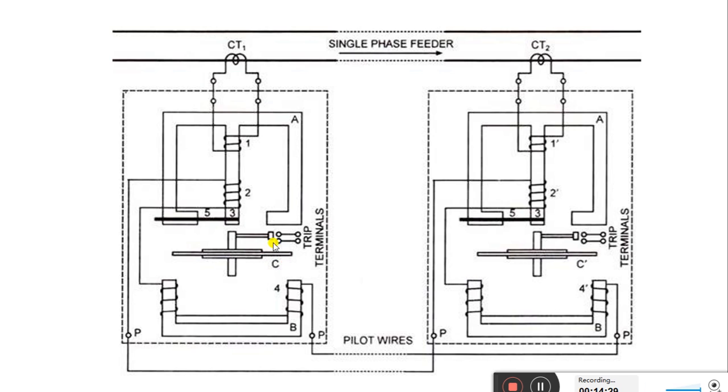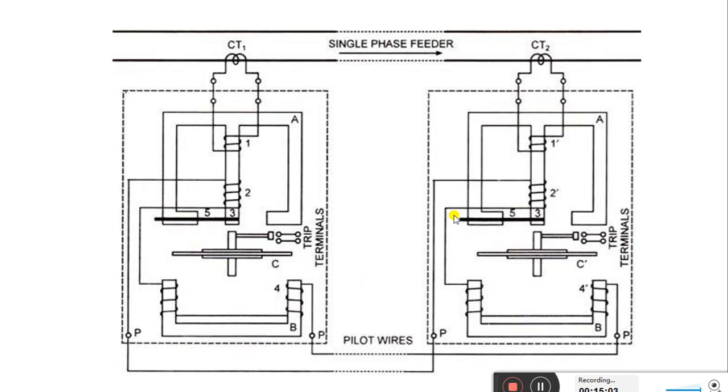So as soon as these contacts get closed, a trip command is issued to the protection system and the circuit breaker isolates the faulty load or the faulty point. So that particular feeder is disconnected from the faulty circuit. So this is the explanation of the Translay protection system. Let us once again describe what this Translay system is.